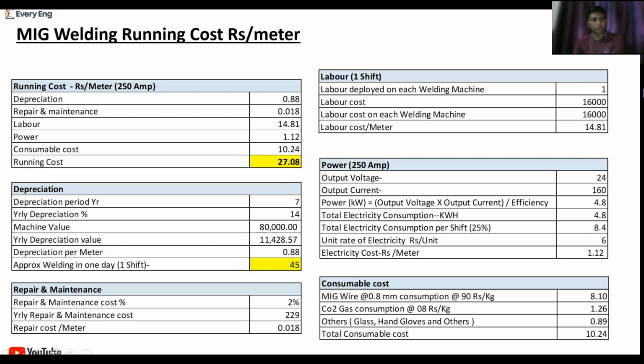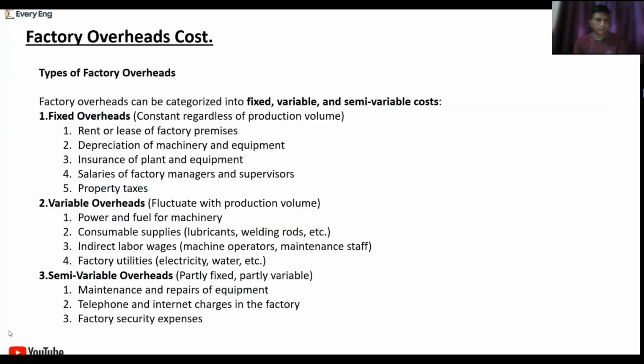So we try to increase the welding and reduce our consumables. So this is the big welding running cost per meter. Now we move to factory overhead. When we consider manufacturing cost, RM cost we already discussed. For process cost, we consider two processes, one is stamping and the other is welding. And now the factory overheads.